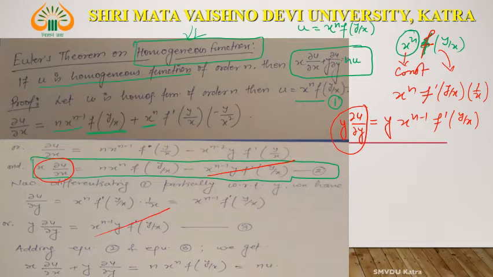Then what remains at the right hand side? n into x to the power n function of y by x, that is n into, what is this? This is nothing but u, right? Our homogeneous function. Then n into u. This is the complete proof of Euler's theorem, right? It is possible only when u is a homogeneous function. Now we will solve some examples, right?